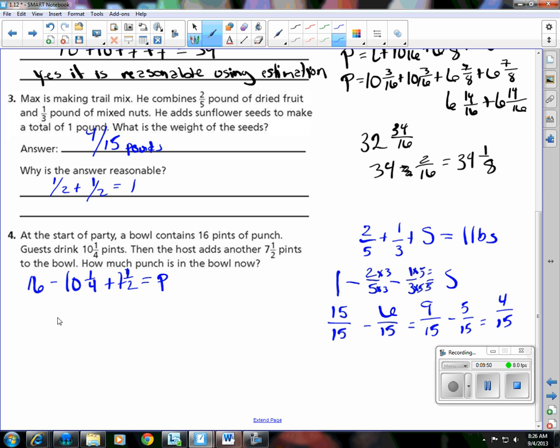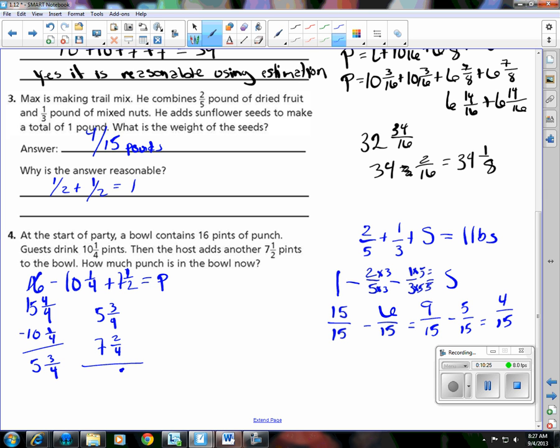Okay, that's a solution equation. So solution equation, subtract out 16 whole, taking 10 away from it. I can't do that. I need to change it. 15 and 4/4 is the same thing as 16. Now I can subtract my 10 and 1/4. So I get 5 and 3/4. Now I'm going to add my 7 and a half. 5 and 3/4 plus 7 and 2/4. I got 2/4 by converting that half into fourths.